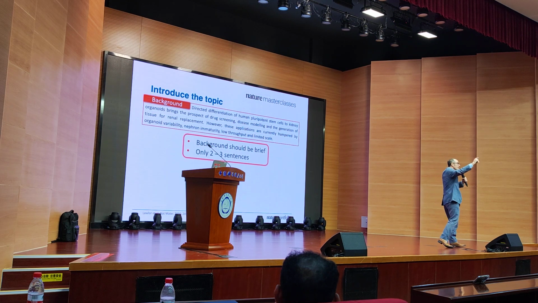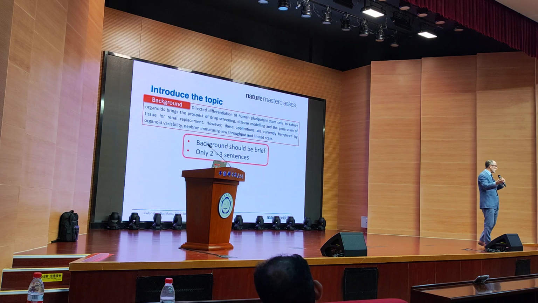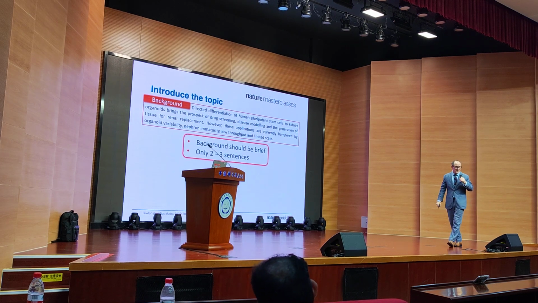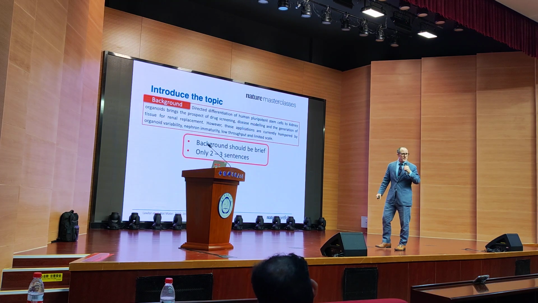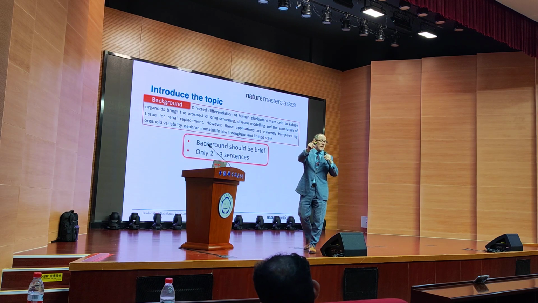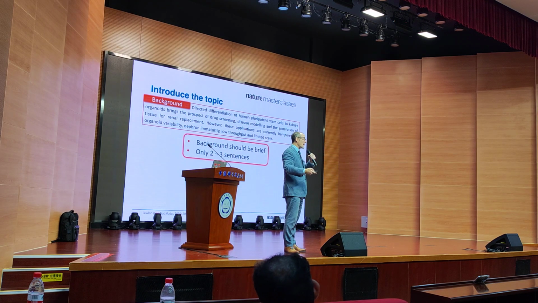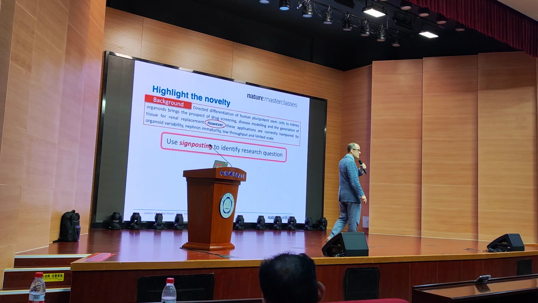Why? You have limited amount of space for an abstract, generally 200 to 250 words for most journals. And you want to spend most of that time talking about your study, not what's already been published. So my recommendation is 1 sentence introducing the topic and emphasizing its value or importance for the field, and then 1 sentence introducing your research question.